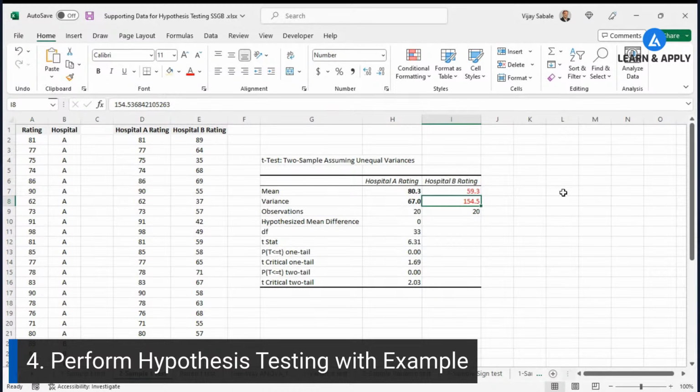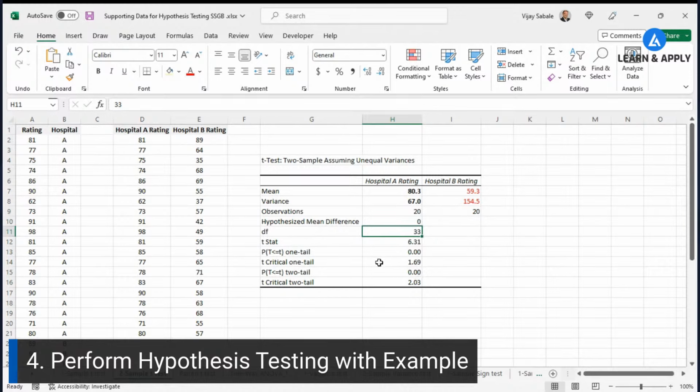So that means the difference between the ratings is also very high for the hospital B rating. Observations are 20 for both of these. We have selected the hypothesized difference as 0. Degrees of freedom are, okay, let's go into the detail after some time.